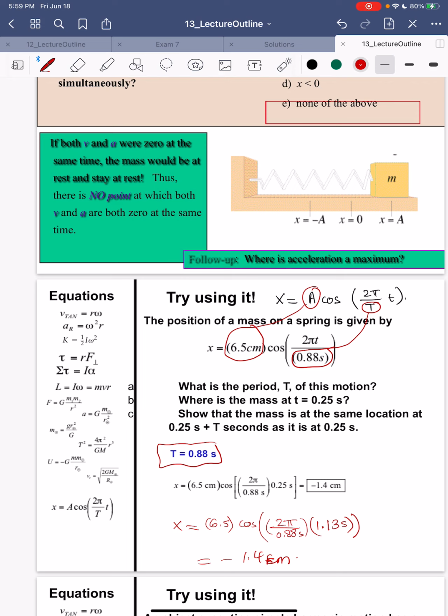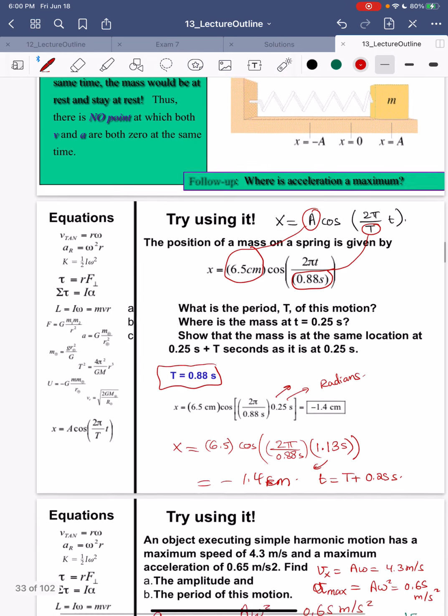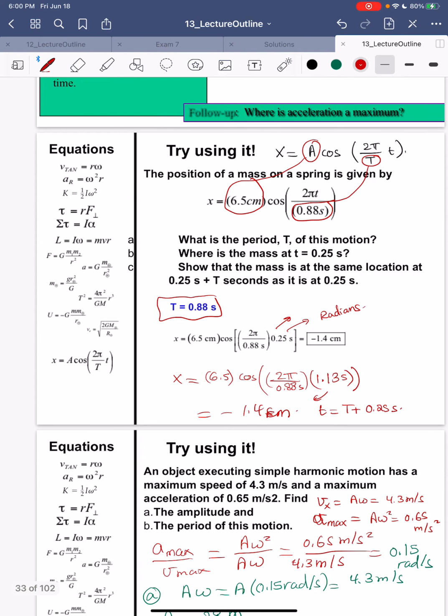Where is the mass at t equals 0.25? Here you are going to substitute 0.25 for the time. Remember, this should be in radians. You will get negative 1.4 centimeters. I have repeated the calculation with t equal to the period, which is 0.88, plus 0.25 seconds, which is 1.13, and I got exactly the same number, negative 1.4 centimeters.